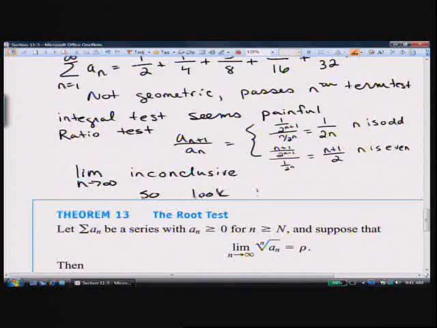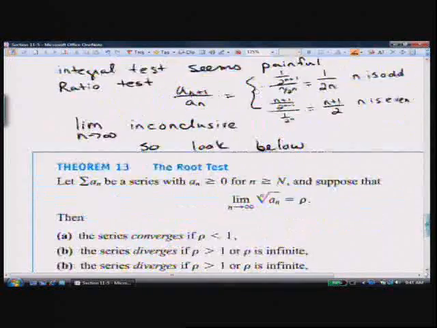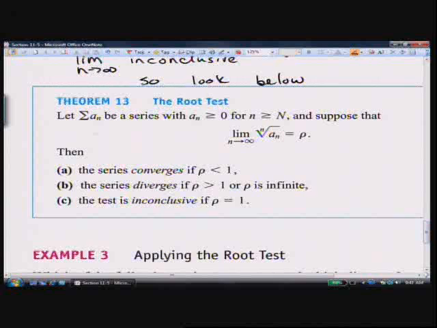So the root test says let the series a sub n be a series with positive terms, for n sufficiently large, so eventually. If you're able to show that the nth root of a sub n is equal to some rho, or some p number, then it will converge when p is less than 1, it diverges if p is greater than 1 or is infinite, and is inconclusive if p is equal to 1. Okay? So let's see how that would help us in this problem.